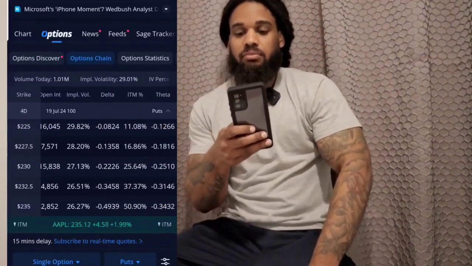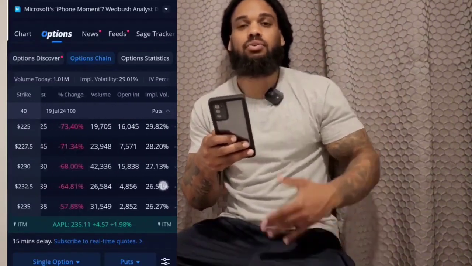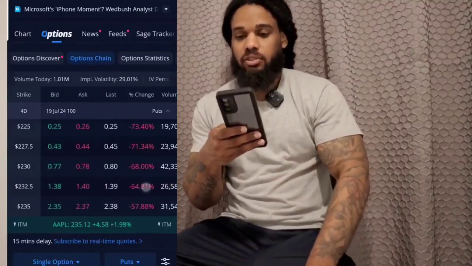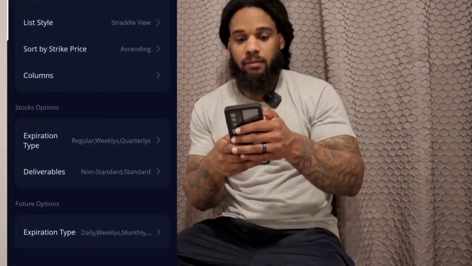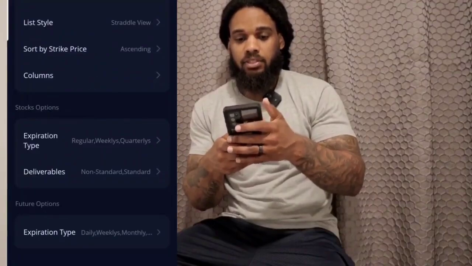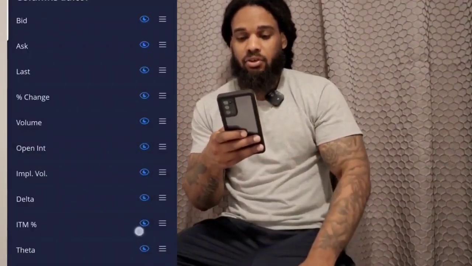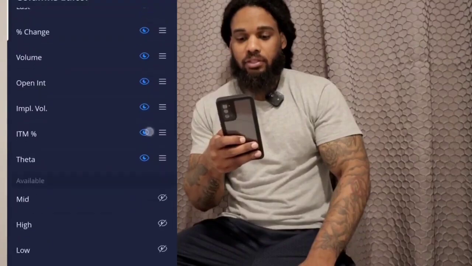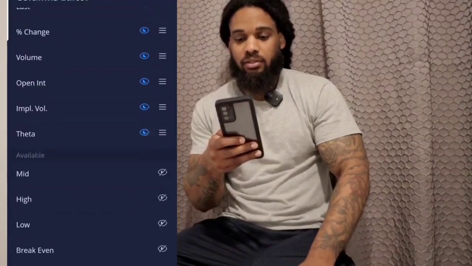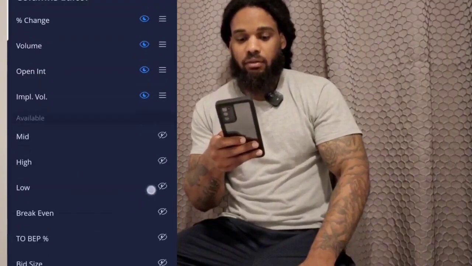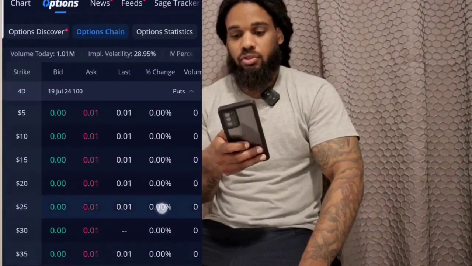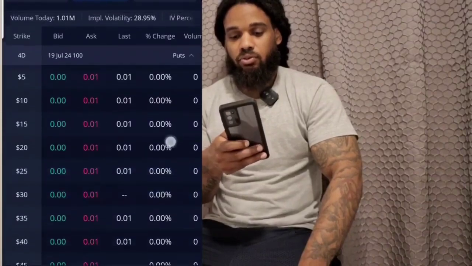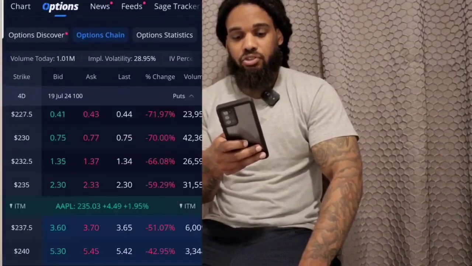So if you don't see delta or any kind of the Greeks in your chart, you could come to this button right here, and you could hit the column section, and then you just click on the one that you want to show, whichever Greek you want to show. So in this case, delta. Now, in order to trade, we're going to look at the different strike prices.